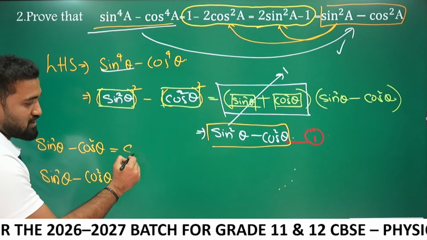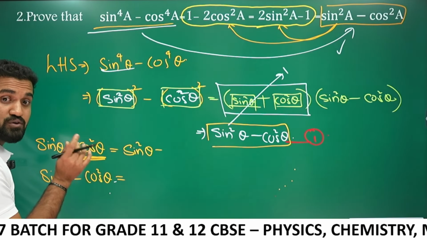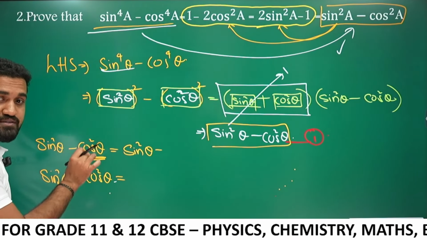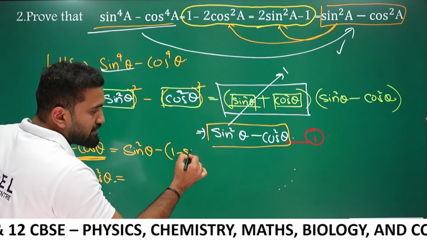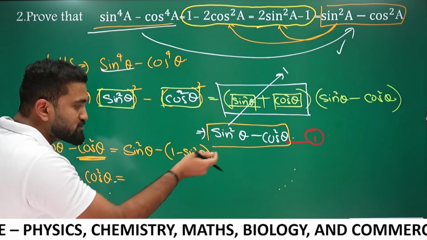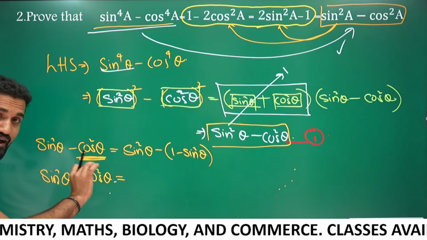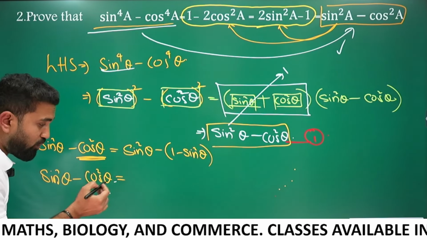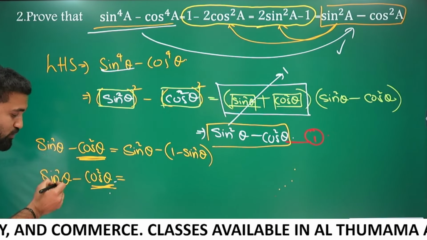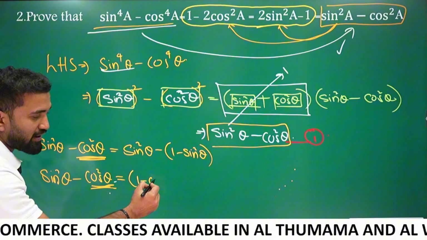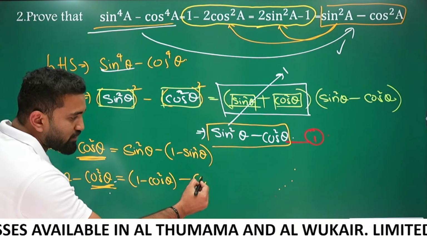How is it? Sine square theta minus this guy is what? Cos square. Now the value of cos square is equal to 1 minus sine square theta, so that this contains only sine square. Similarly, if you need to generate an answer that contains only cos square, you need to convert this sine into what? Cos square. So what is the value of sine square here? 1 minus cos square theta minus this version, that is cos square theta.